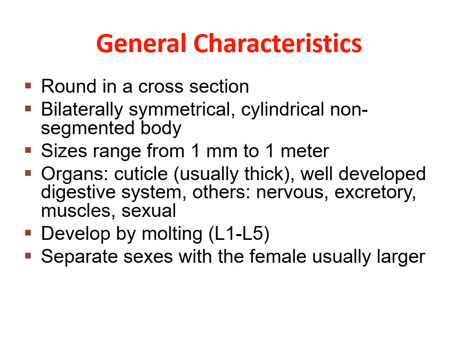They have different organs of attachment. Their cuticle is usually thick. They have a very well developed digestive system, which is complete, which starts with a mouth and ends with an anus. And they also have other systems, including a nervous system, an excretory system. They have muscles, and they are sexually dimorphic, which means that all of them have male and female worms. They develop by molting. Usually, they undergo 5 larval stages, and the female is usually larger because it is the one that lays the eggs.